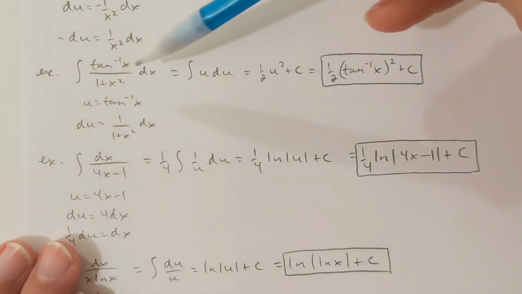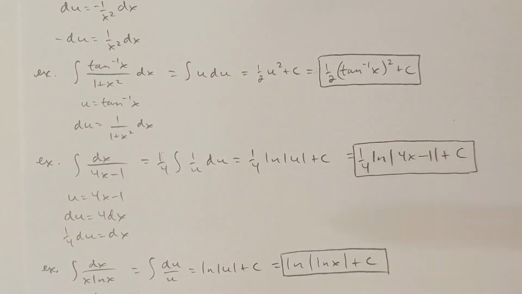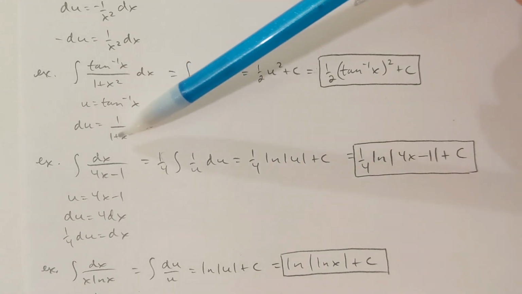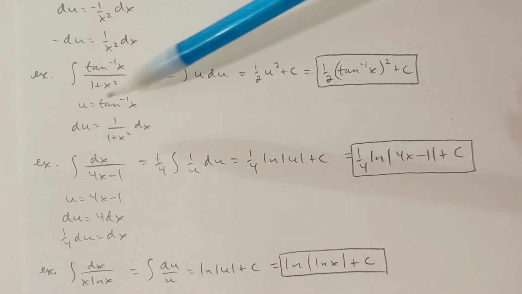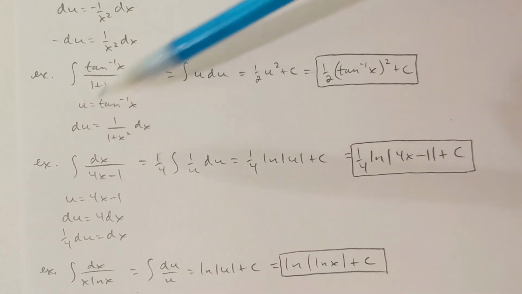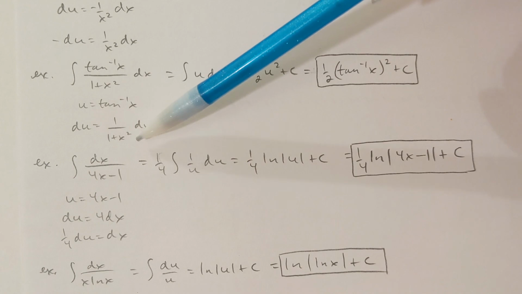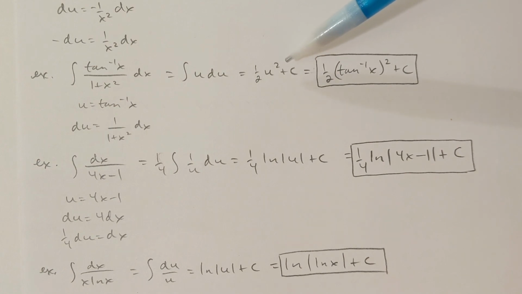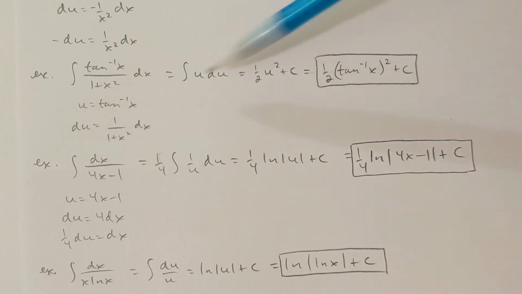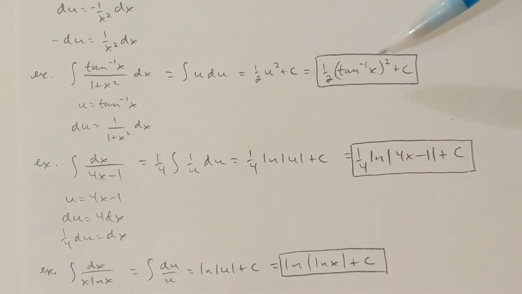So, okay, in this next example, I know the derivative of tangent inverse of x is 1 over 1 plus x squared. I see that in the integral, so I'm going to let u be tangent inverse of x. Du would be 1 over 1 plus x squared dx. And so my new integral, I'm integrating u du. The antiderivative is 1/2 u squared plus c. Replace u with tangent inverse of x. So you get 1/2 times tangent inverse of x, the quantity squared, plus c.